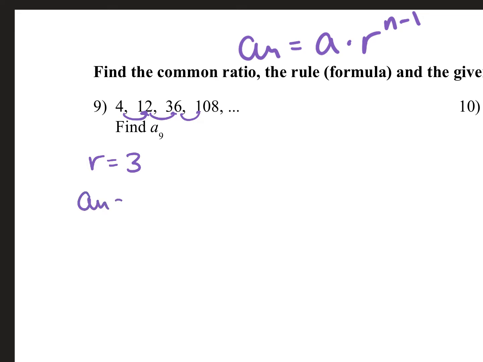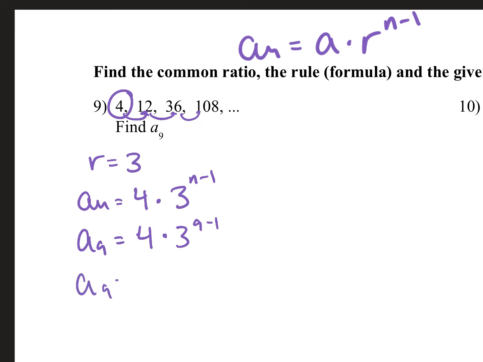Then for our formula, what's our first term? 4. So 4 times 3 to the power of n minus 1. And then it asks us for the 9th term. So what am I plugging into n? 9. And then we plug this into our calculator. So I have 3 to the 8th power times 4. So 26,244. Anybody get this as the answer?